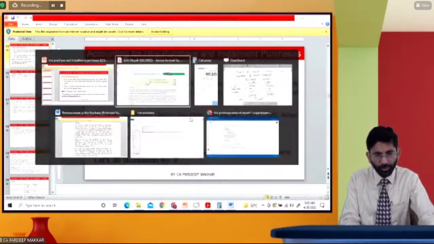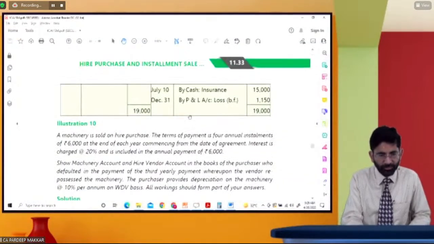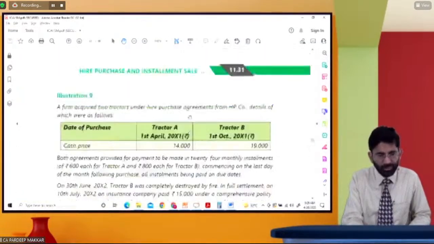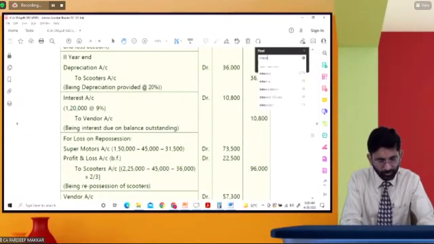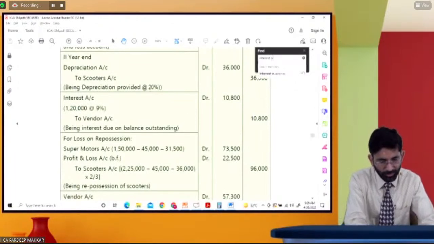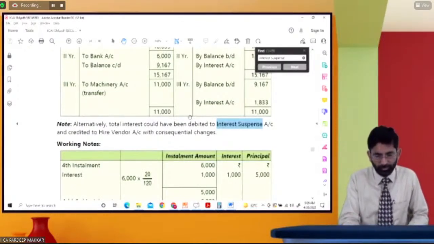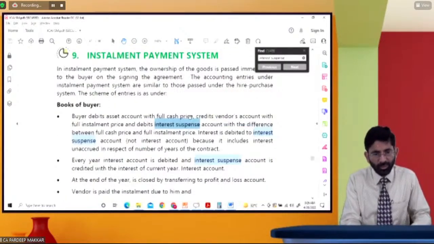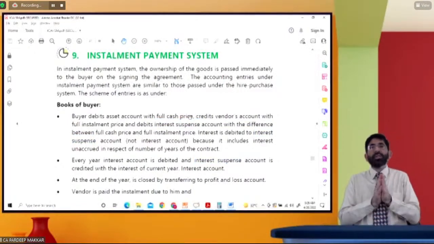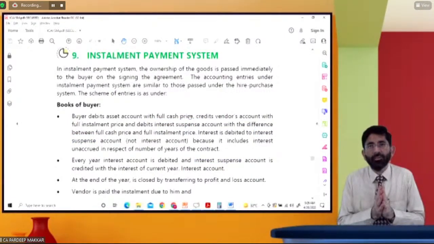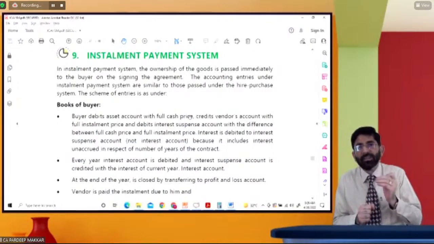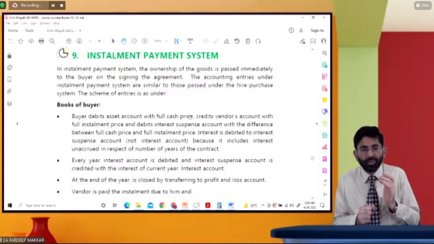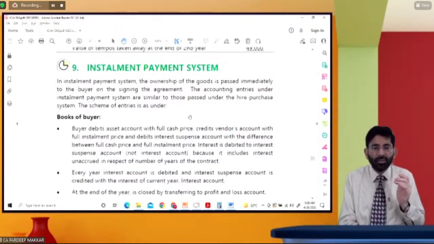Let's come to your module because maybe in notes it is not given somewhere. I am unable to find it in my notes. Interest suspense method, that is given in your module. Yes. Interest suspense method is a method in which we are doing all the things same as we are doing in hire purchase system. This is also called installment payment method. So there are two names of it.